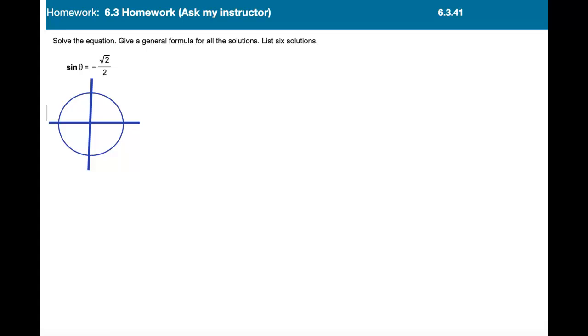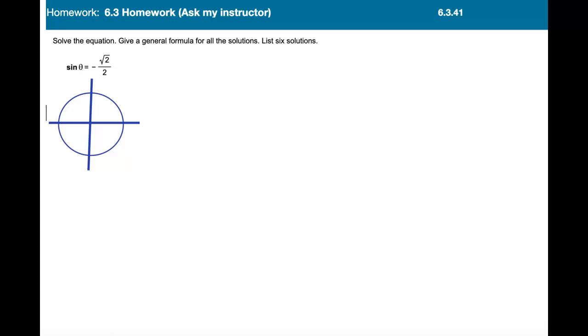In this problem from lesson 6.3, it's asking us to solve this equation and then give a general formula for all the solutions and then list 6 solutions. So to begin with, thinking about the unit circle, because the problem is the sine of theta is equal to a negative square root of 2 over 2. And that looks very familiar to me.